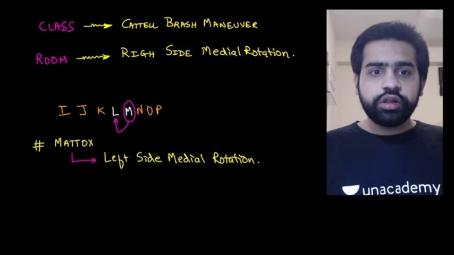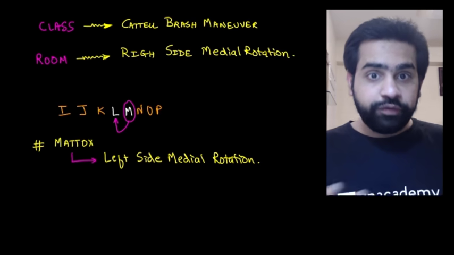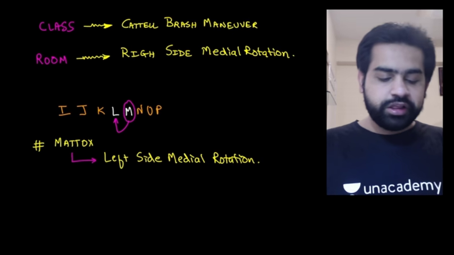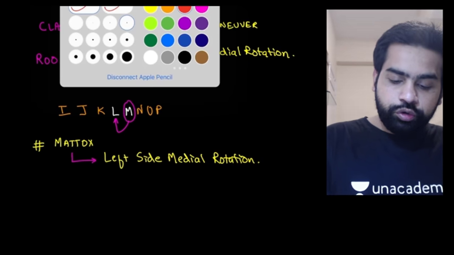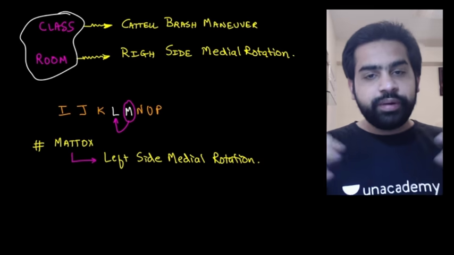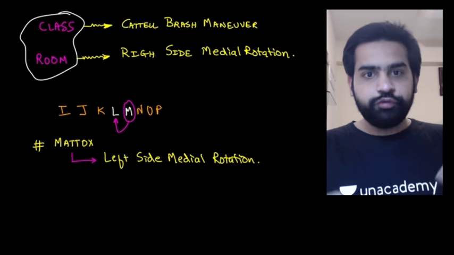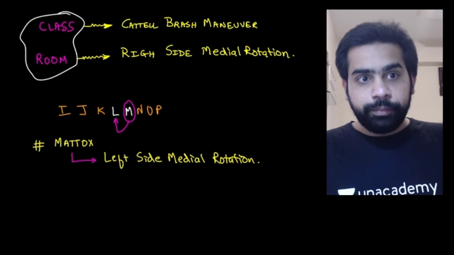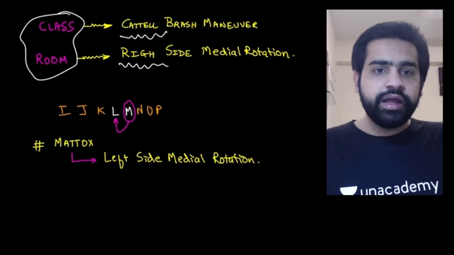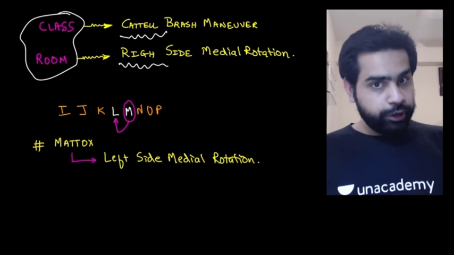Now, the whole point of discussion is how to remember the Cattell-Braasch maneuver and the Mattox maneuver. So for now, let us assume that we are in a virtual classroom. You are sitting in your home, we are in a virtual classroom. So let's remember the classroom for now. It is just a way for you to remember it. You can remember it any way, but let's remember it like a classroom. Virtual classroom. You can just remember this in order to remember the Cattell-Braasch maneuver. The Cattell-Braasch maneuver is the right medial rotation. Classroom stands for Cattell-Braasch: class stands for Cattell-Braasch, room stands for right medial rotation. I hope you understand this.